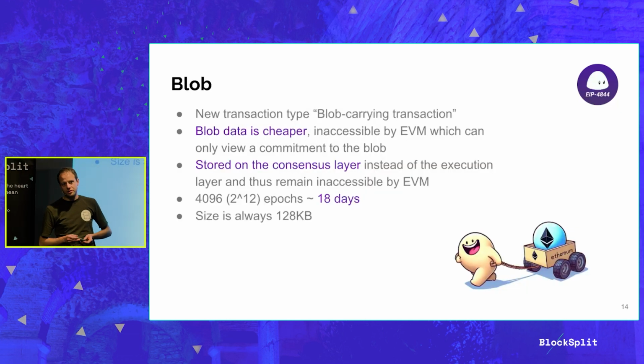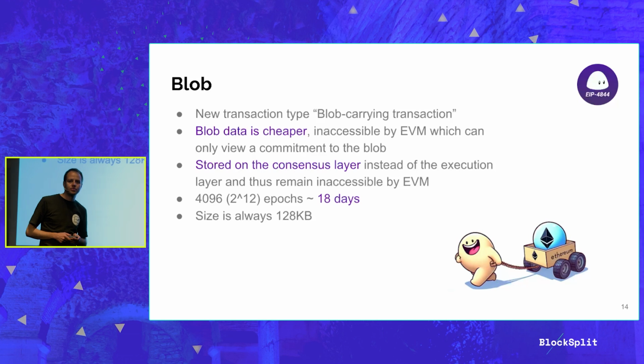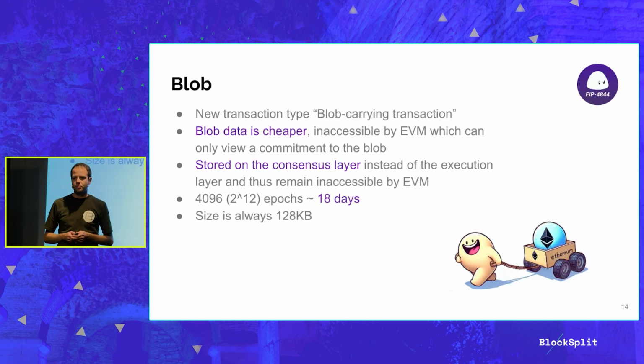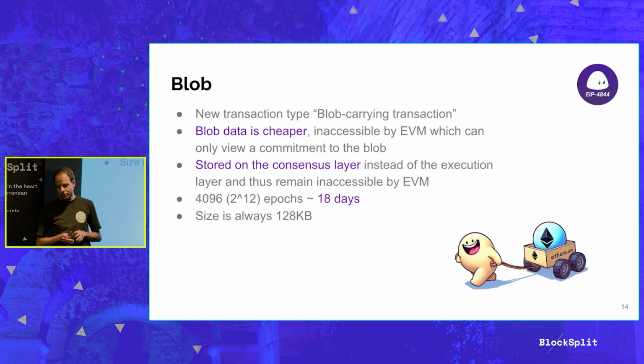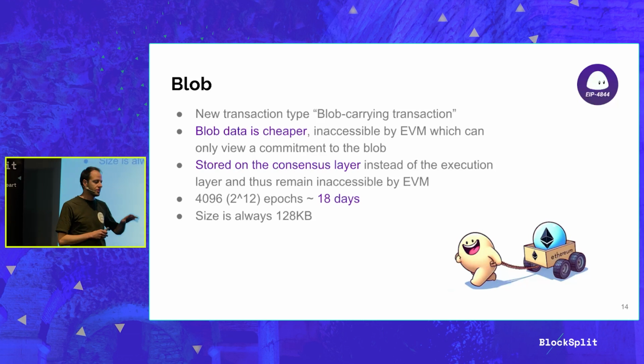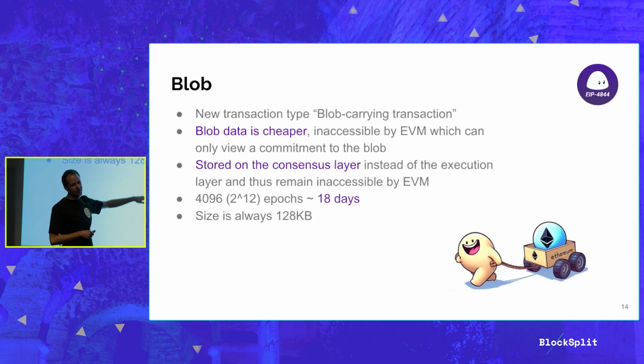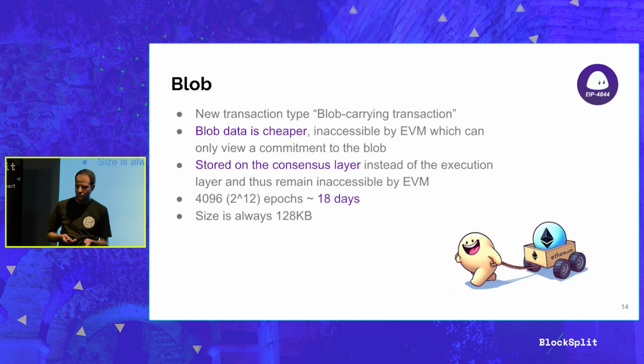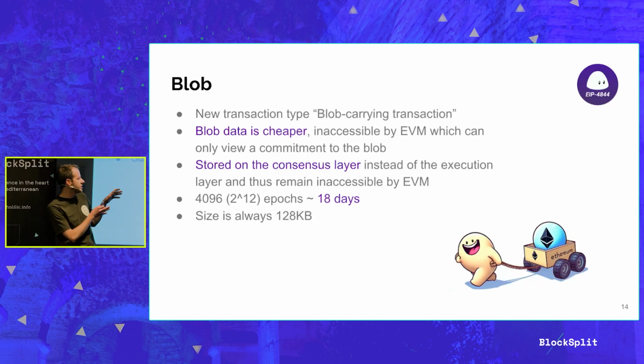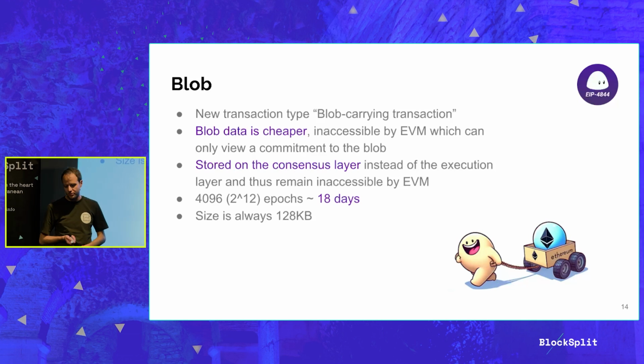So what are blobs? Blobs are a new transaction type that provides us cheaper data that will be discarded after 18 days. The important thing is that the data is not accessible to the EVM, but is stored only on the consensus layer. That's why it was needed. If you remember, we had two clients running on the Ethereum node. One is execution, which is executing transactions, and the other one is the consensus layer, which is proposing new blocks. If we store the data on consensus, we can discard it after some time.